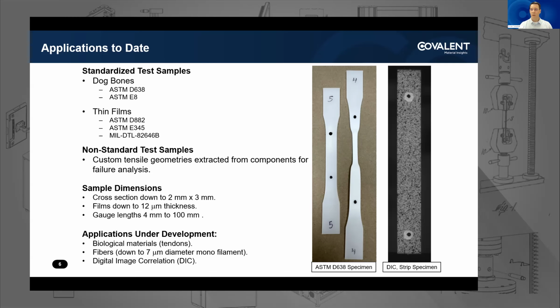We also have some applications that we're working on developing at the bottom of the slide. We've done a little bit of work with biological materials, specifically tendons. We've tried to use fibers down to monofilaments of 7-micron diameter. And then we are also working, Casey talked a little bit about digital image correlation. We're looking to bring that online. The figure on the far right of the slide shows an example of a strip specimen for DIC where we apply a speckle pattern. Instead of tracking just a couple dots, the AVE3 monitors the evolution of that speckle pattern during the test to give you strain mapping over the whole surface.